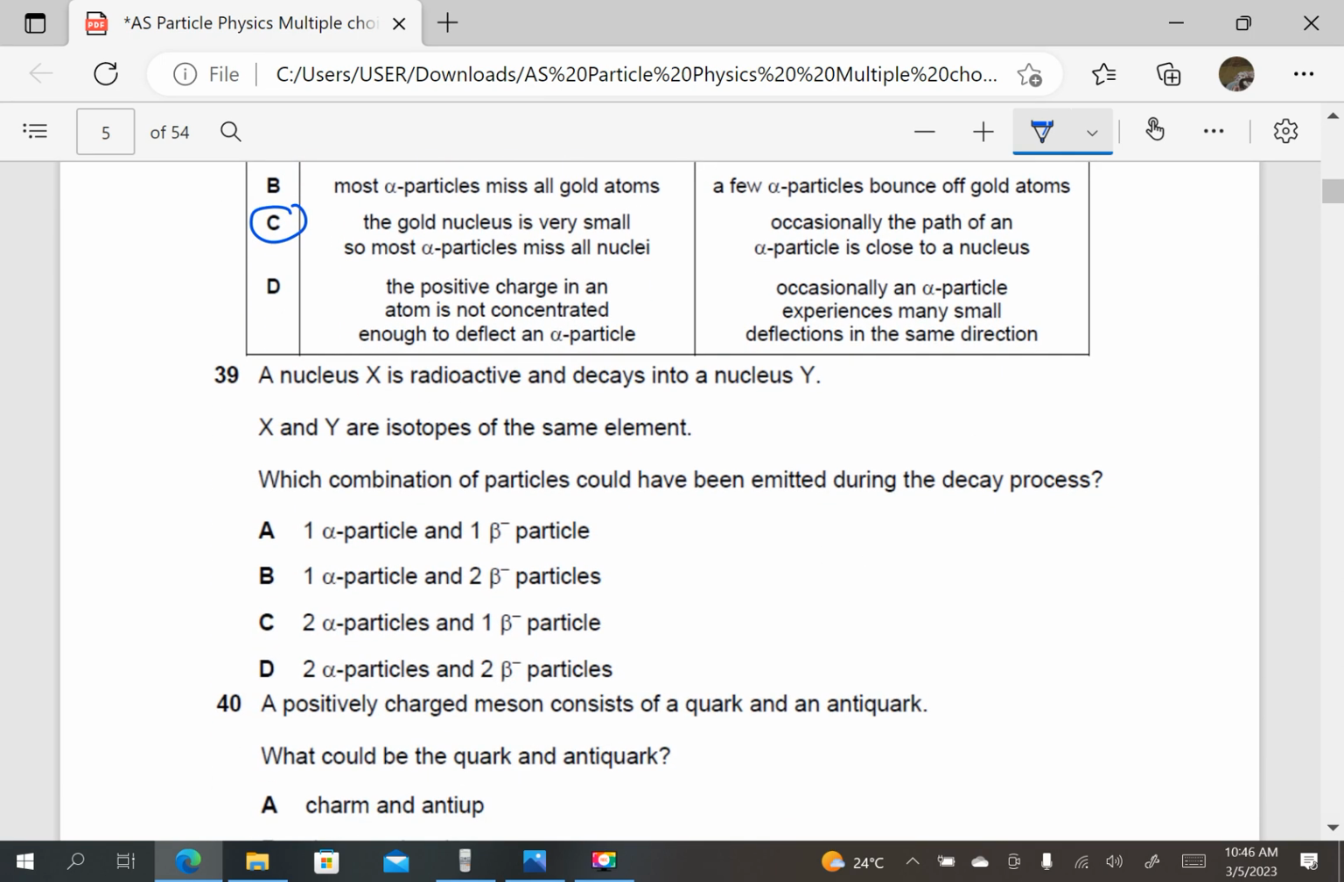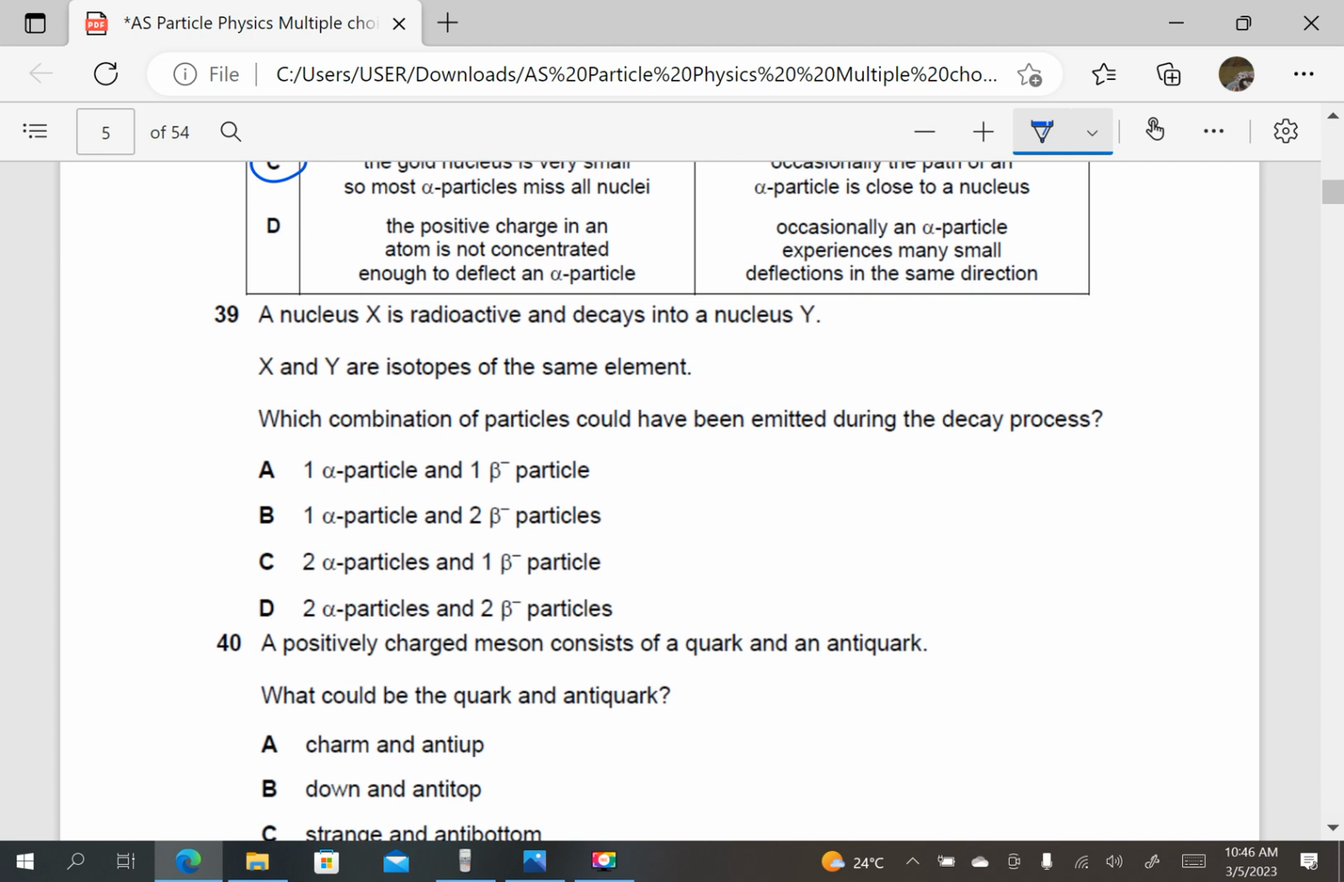A nucleus X is radioactive and decays into a nucleus Y. X and Y are isotopes. They have the same proton number. Which combination of particles could have been emitted during the decay process?